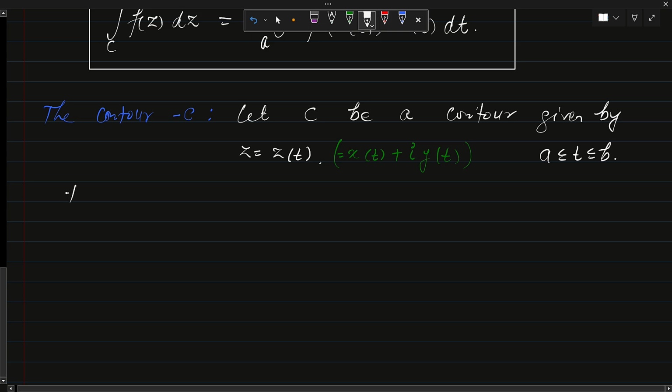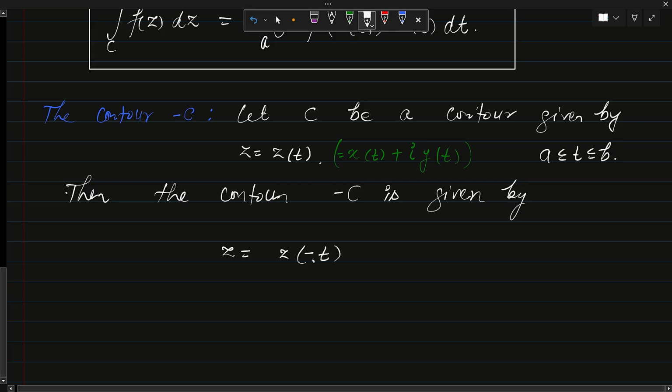Then the contour minus C is given by z equals to z(minus t). That minus sign is very important, where now this t is running from minus b to minus a. So this is the negative of the contour C.